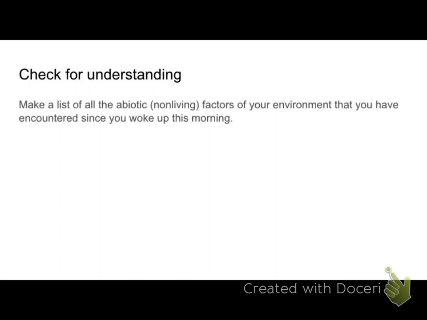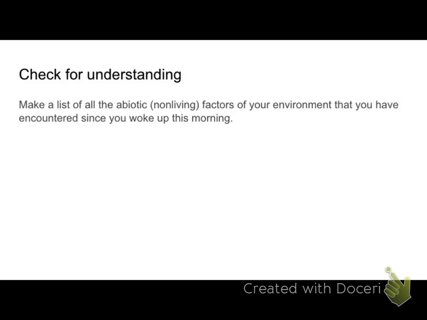All right, we're going to do a little activity as a sort of check for understanding, okay? So there's a spot on your notes where you can make a list of all of the abiotic factors or all of the non-living things that you have in your environment that you have encountered since you woke up this morning. So think about when you woke up, walk yourself through your morning, all the activities you did, and think about all the non-living things. You don't have to list every non-living thing that existed in the spaces you were in. Think about the ones that you interacted with, right? The ones that impacted you this morning.